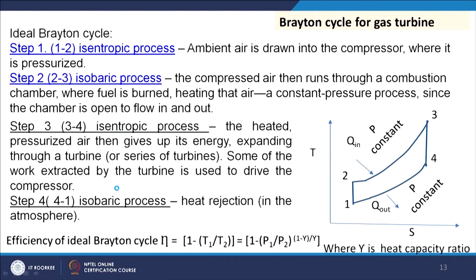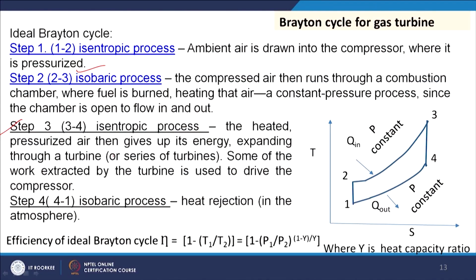So, then it is sent to the furnace or the heat exchanger to heat it up, and then basically the combustion chamber. So, it is an isobaric process. So, it expands, and then we are going to step 3, that is the isentropic process. The heated and pressurized air then gives up its energy in the turbine blade. So, that is the case, expanding through the turbine, and then isobaric process, heat rejection in the atmosphere.